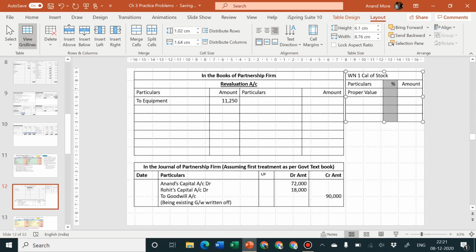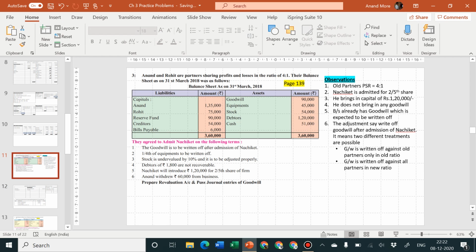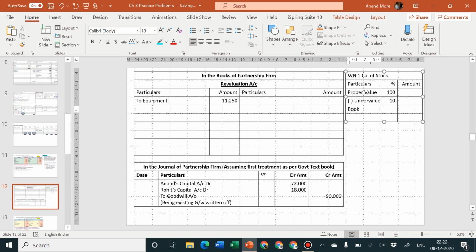Okay. So if the proper value is 100, then we have made a mistake that it is already undervalued, and it is undervalued by 10%. That's what they have told. So the stock is undervalued by 10%. 10% means 10 per century. So if the proper value is completing its century, then the undervalue is completing 10 runs. So the book value or the balance sheet value is 90. I hope everybody has understood this concept.